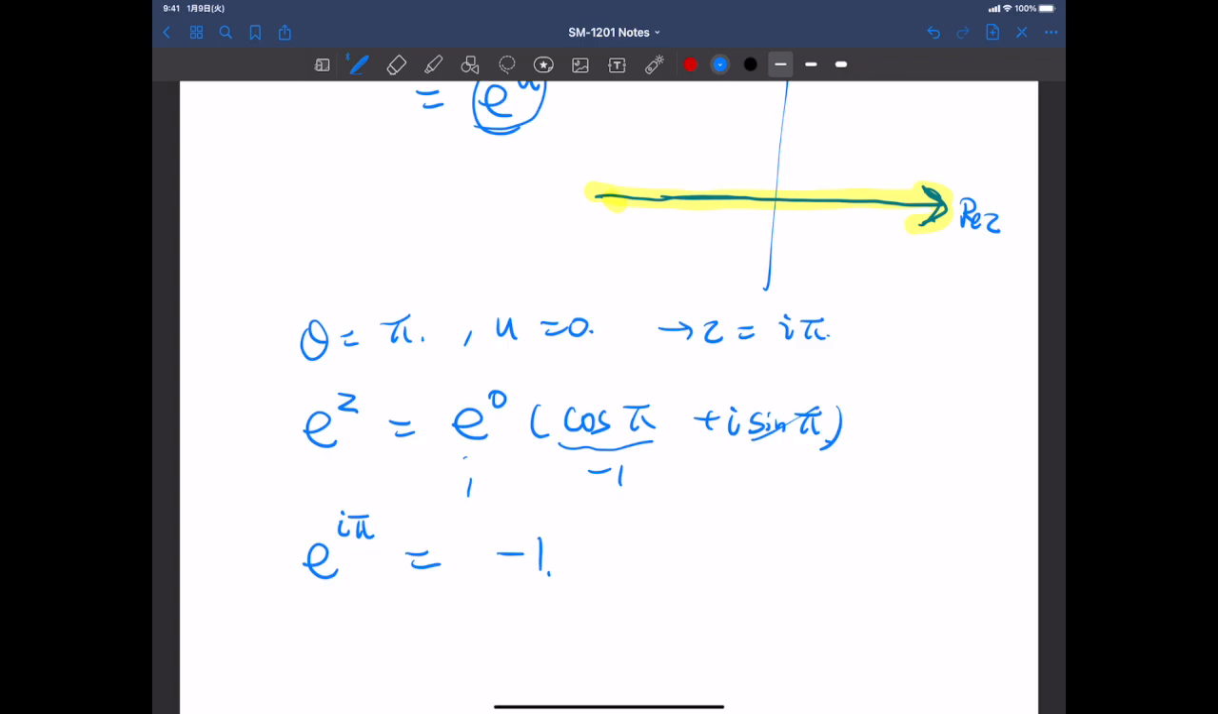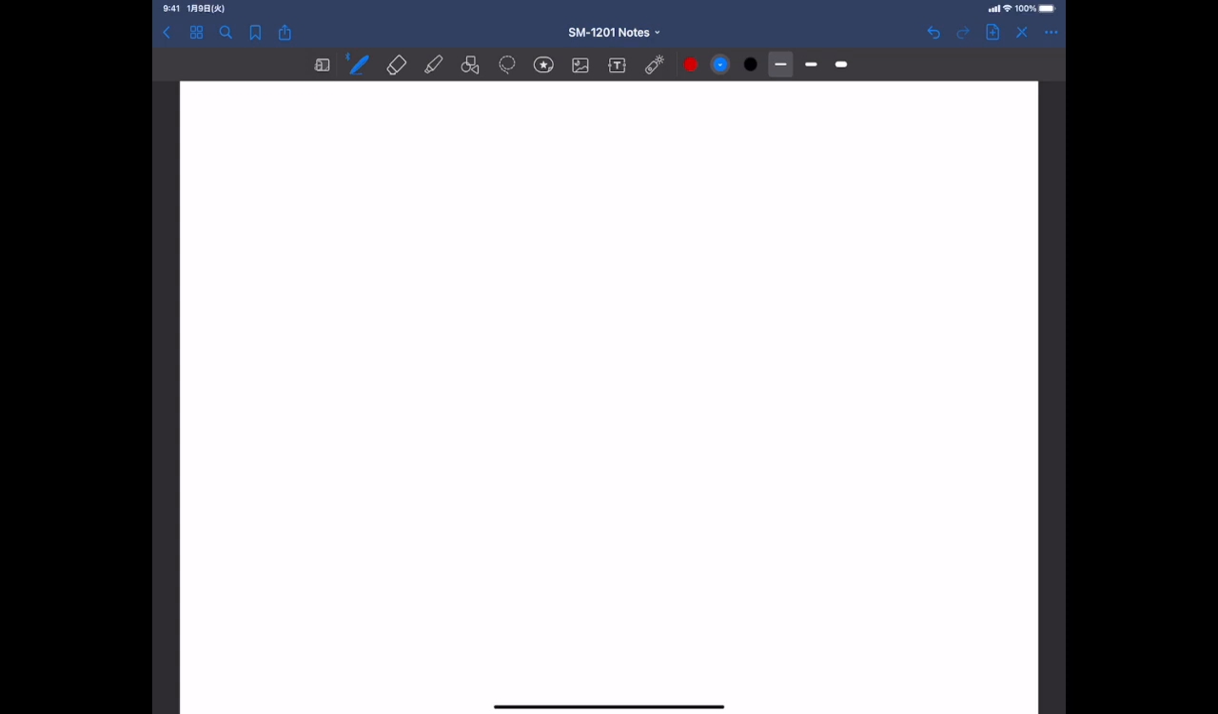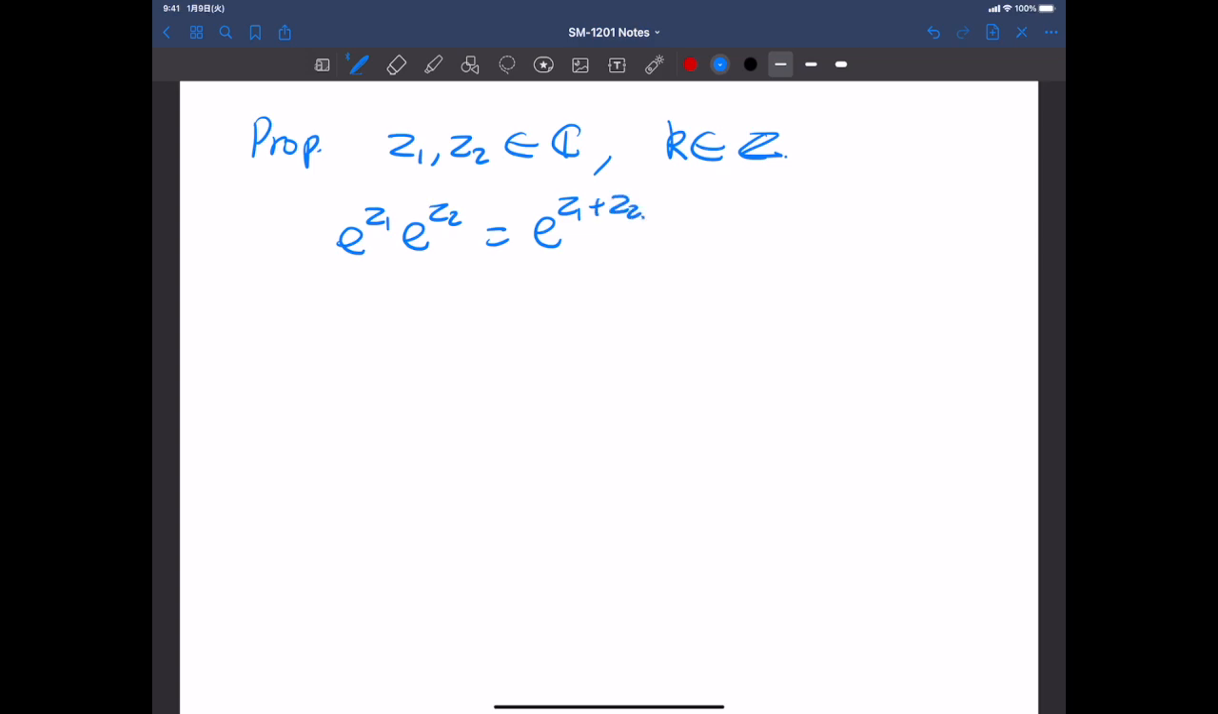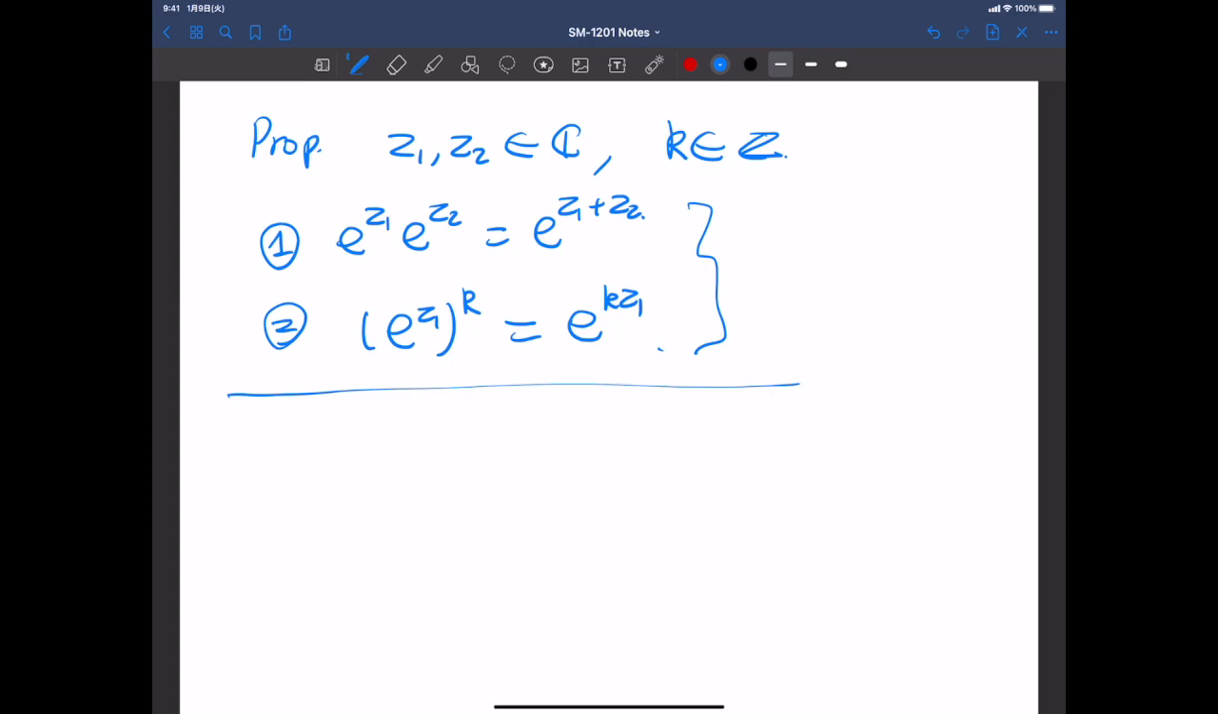Now let us prove further properties of the exponential function in the complex domain. So here's a proposition. Let's say z1 and z2 are complex numbers, and k is an integer. Then we have e to the power of z1 times e to the power of z2 is equal to e to the power of z1 plus z2. So that's one. And second, e to the power of z1, to the power of k, is equal to e to the power of k z1. So these properties are exactly the same properties as we had for the exponential functions for the real domain.